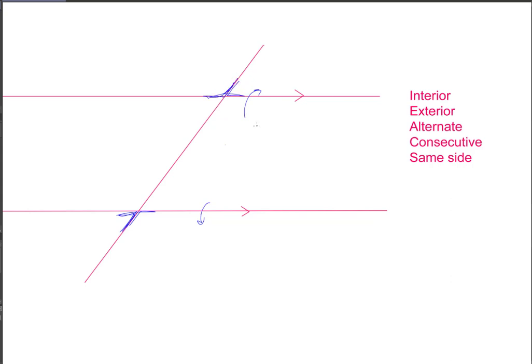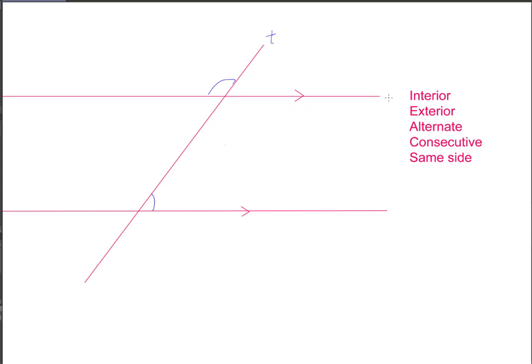Cool. And that's another exterior angle, okay? So basically, those are my exterior angles. So once again, interior on the inside of the parallel lines, exterior on the outside of the parallel lines. Alternate means if I have one on this side of the transversal, that I have one on the other side of the transversal, okay?